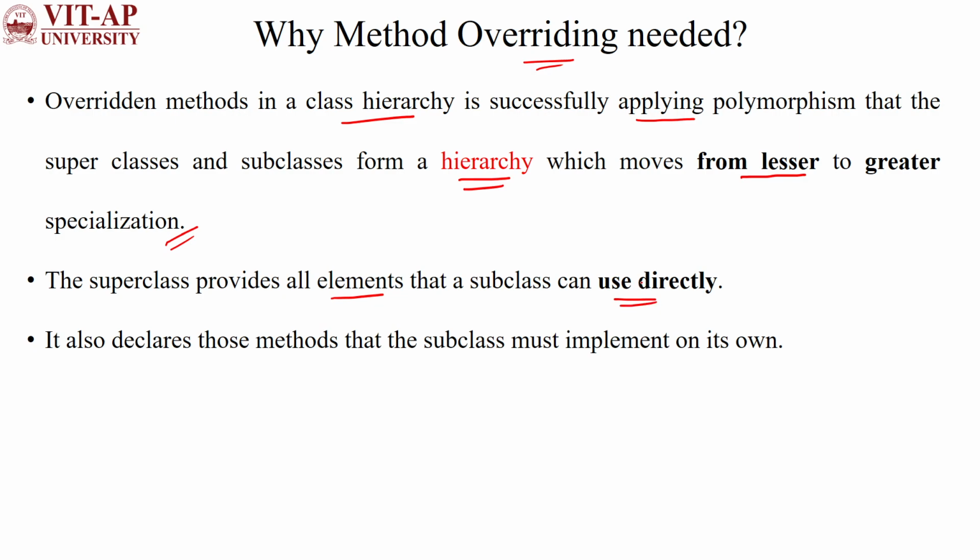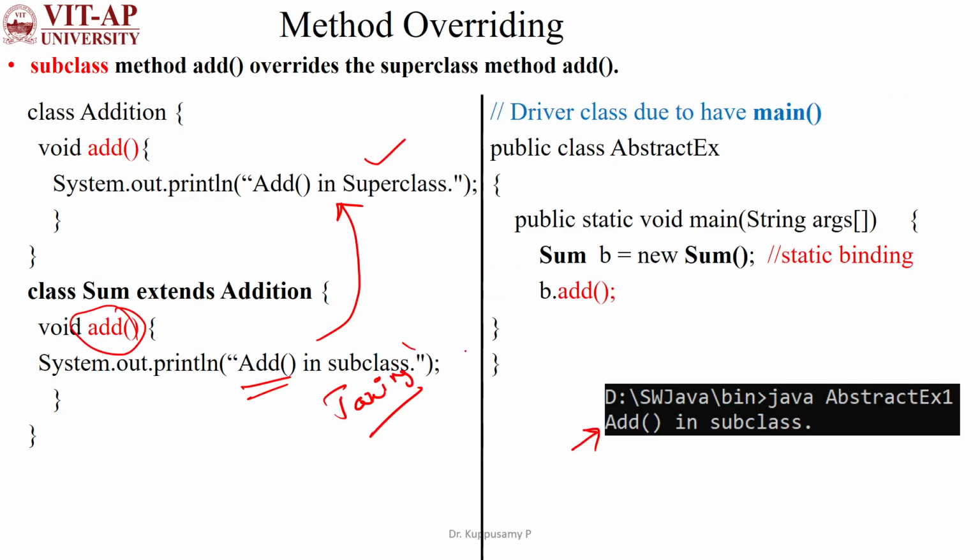Facilities and features can be used by subclasses, that means child classes, directly. It also declares those methods that the subclass must implement on its own. That means the methods available inside the parent class are also implemented in the subclass methods. Only then can we apply method overriding.